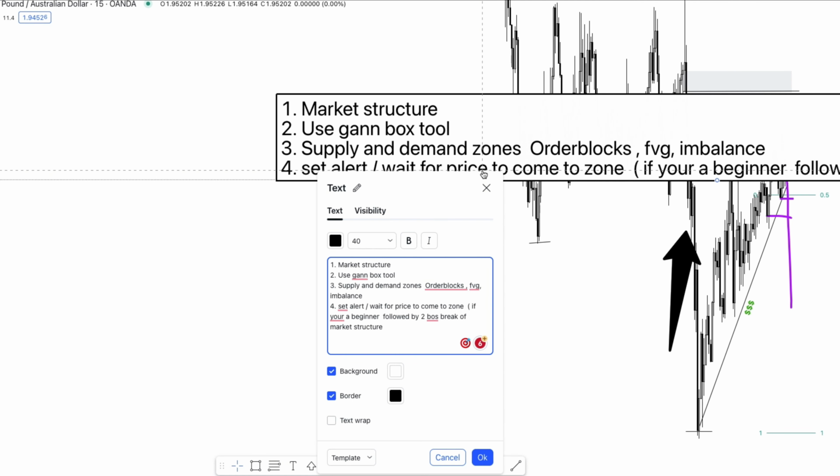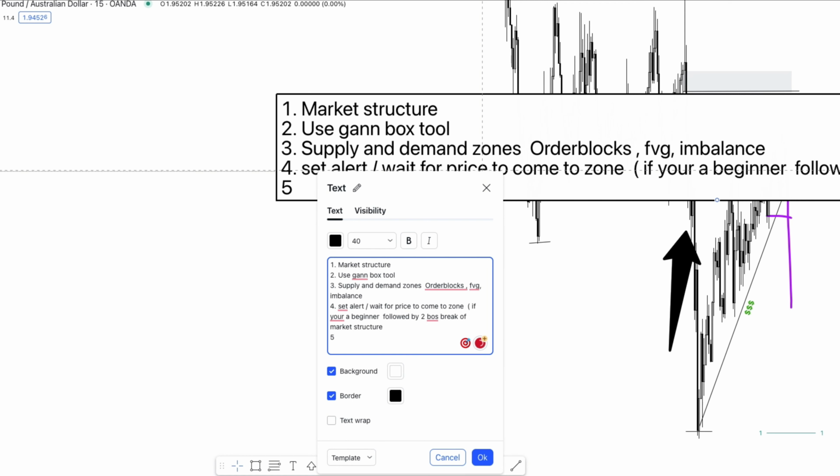And then for step 5, look for entries. So this is for if you're a beginner. You would set an alert, wait for price to come to the zone, and then wait for a reaction. If you're not a beginner, you can take a trade right on the zones. Step 5 is look for your entries.